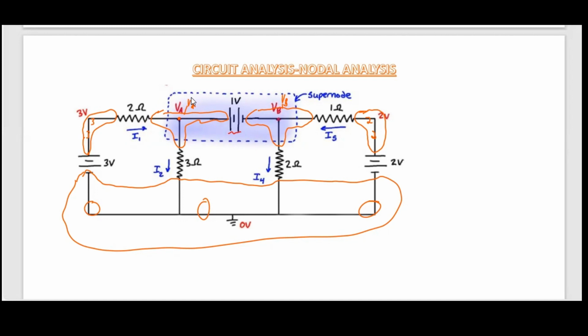VA, we don't know the voltage, we just don't know. Because you have a voltage across the resistor, we don't know where it is. We just don't know what VA is, we don't know what VB is. But we know what the battery in between here is. So because of that, this whole thing here is a supernode.